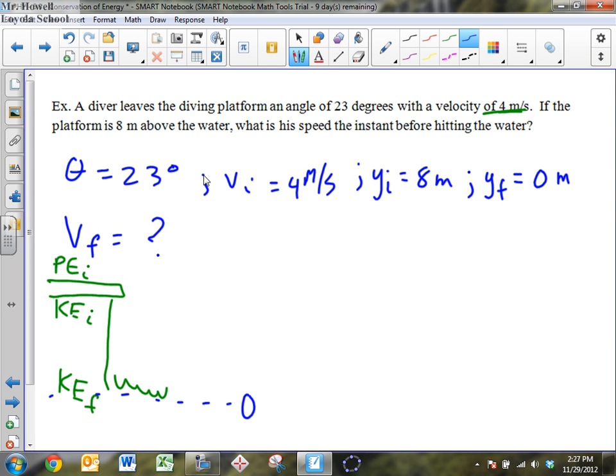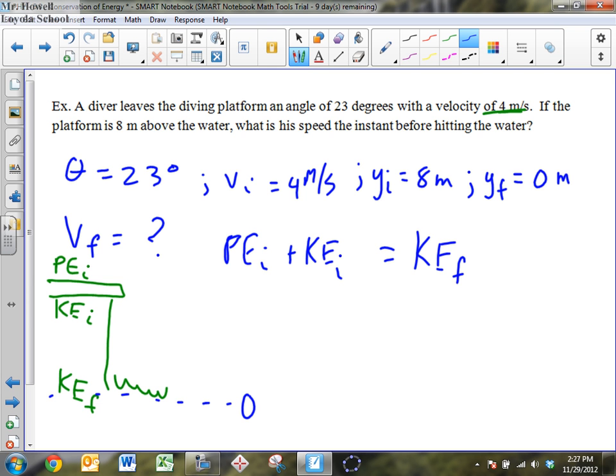Okay. So let's write our equation. We write the beginning stuff here equals the stuff at the end. So in the beginning we have potential energy and we have kinetic energy. At the end, all we have is kinetic energy. There is no potential energy at the end because the person is at the water level. And we're considering the water level to be the ground.